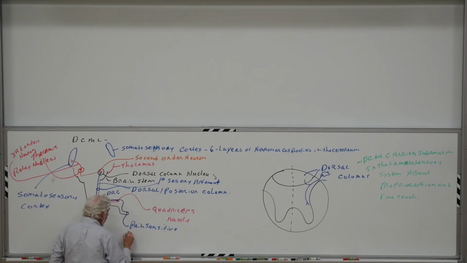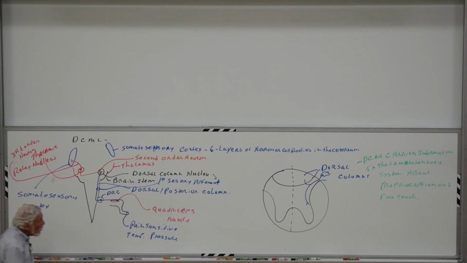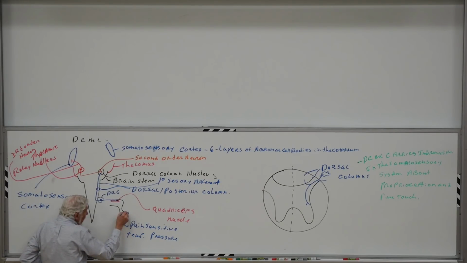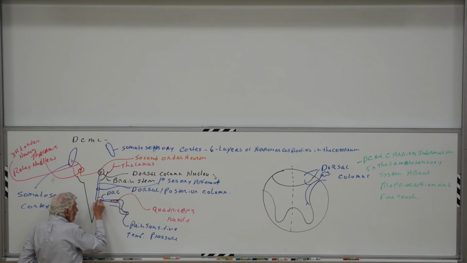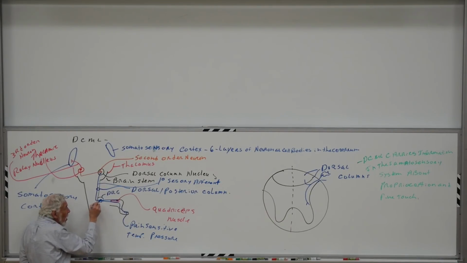It could be temperature, or it could be pressure. Regardless of whether it's pain or temperature or pressure, this neuron is carrying information, carrying action potentials that were initiated by pain or temperature, and it follows the same pathway. It's in the same spinal nerve, and it comes up here, and it has a neuronal cell body in the dorsal root ganglion.